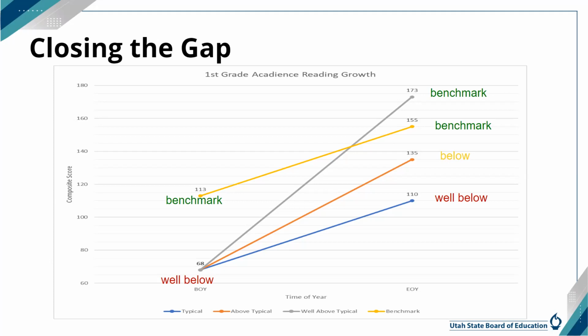It doesn't work quite as smoothly the older the student gets. If they're really well below benchmark, it's harder to get to that benchmark line, but they still need to be making that above typical progress to start closing that achievement gap and get them closer to that benchmark line.